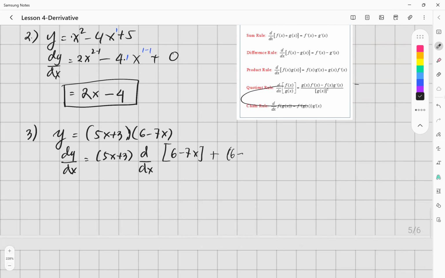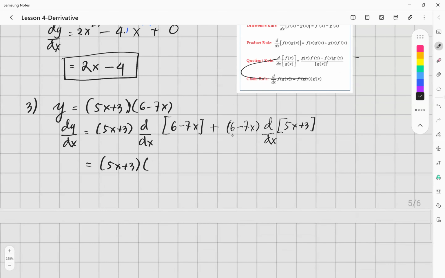Okay, 6 minus 7x. Then you take the derivative of that, 5x plus 3, with respect to x. Derivative of 6 is what? The derivative of a constant is 0, so you don't have to write it. Derivative of negative 7x is simply negative 7.